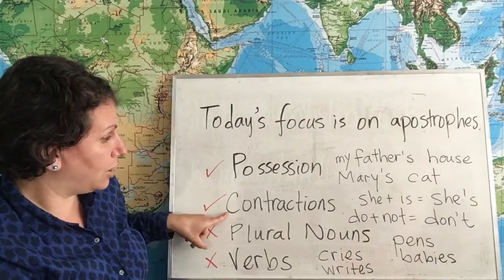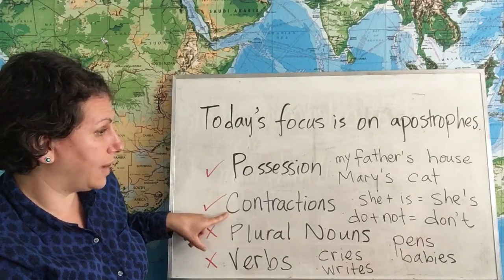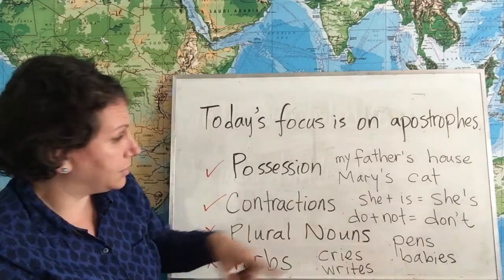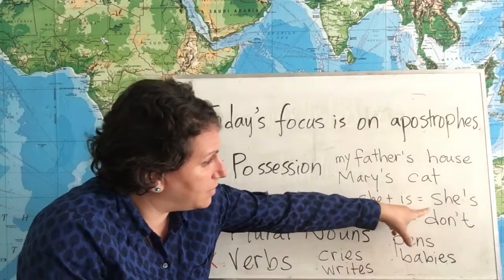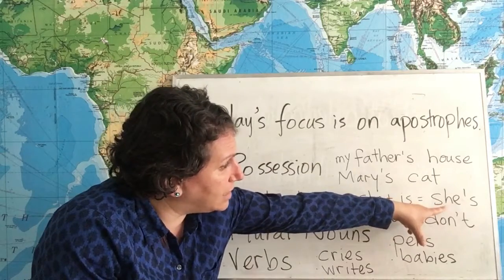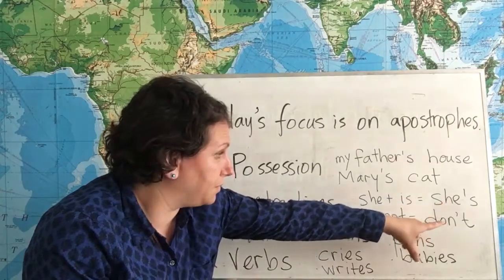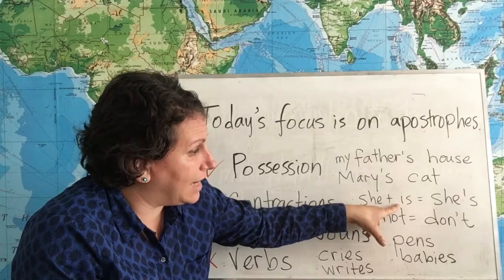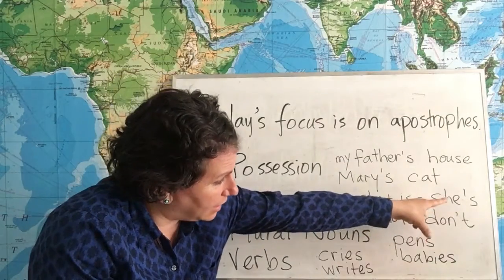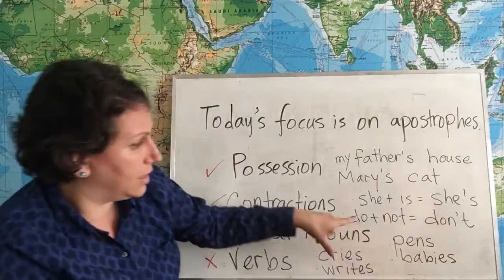Contractions: taking two words and putting them together to make one. Here are a few examples. She is. She plus is becomes she's. We connect it with an apostrophe. We're losing this I in is. It's being replaced by the apostrophe, she's.